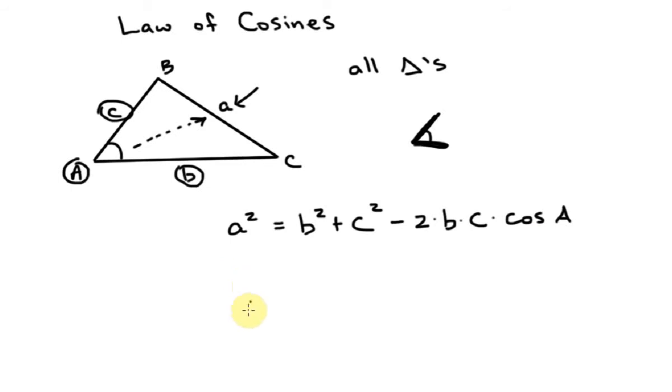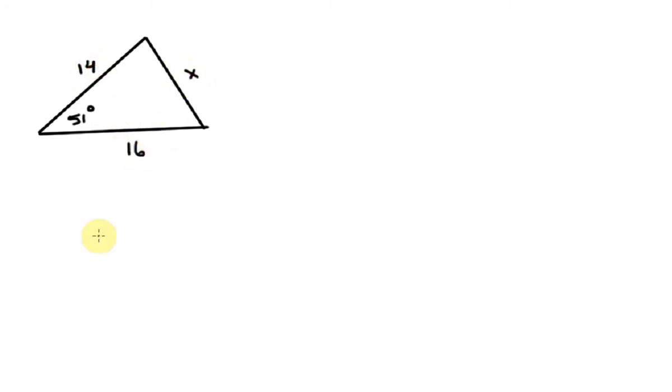Why don't we see it in action? So I'm going to clear this away, and we're going to draw a little triangle here and see if we can use the law of cosines to find the missing side. So, this triangle here, we're told that that's 51 degrees. We're told this side is 14, we're told this side is 16, and we're trying to figure out that side there. Now, how would you know to use the law of cosines? Well, suppose I jumped in with the law of sines. Let me just show you why it doesn't work.